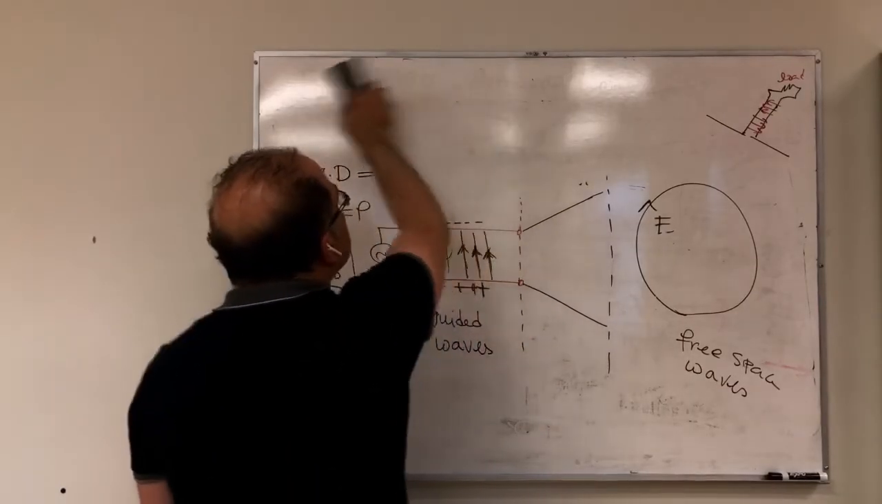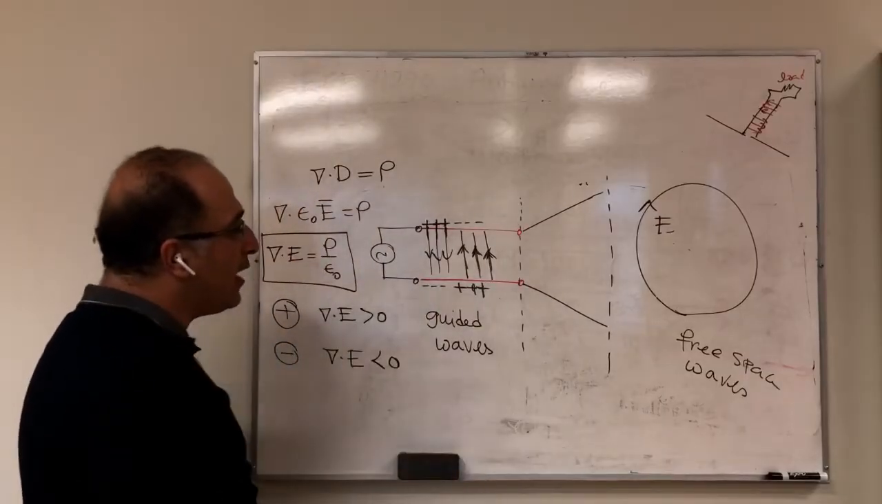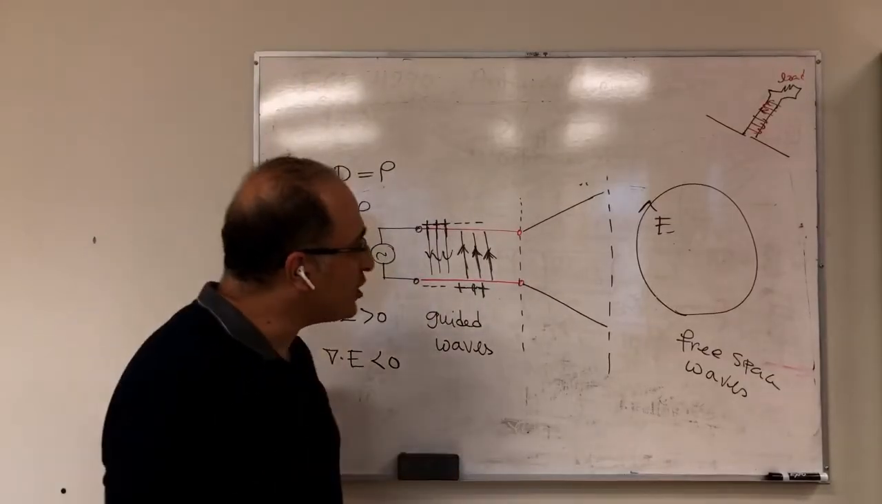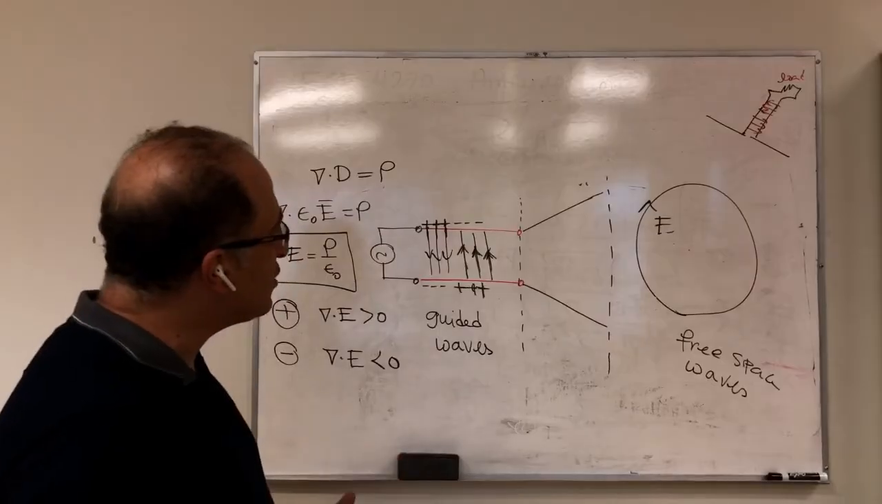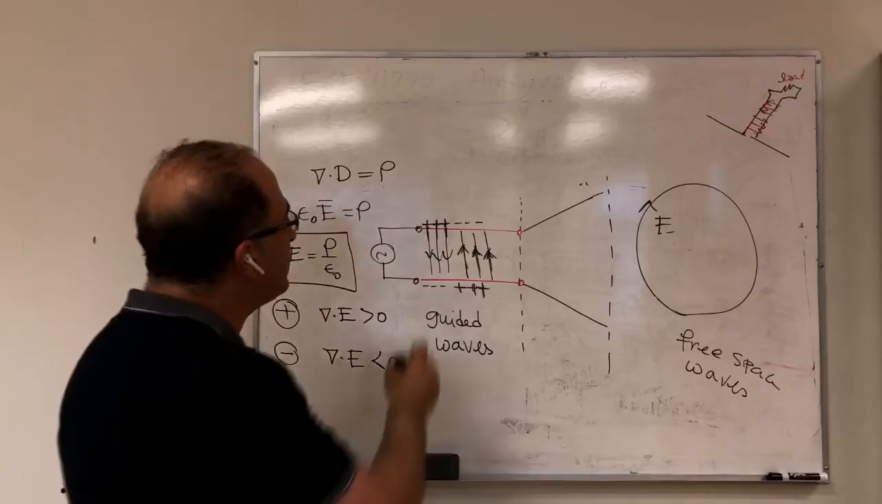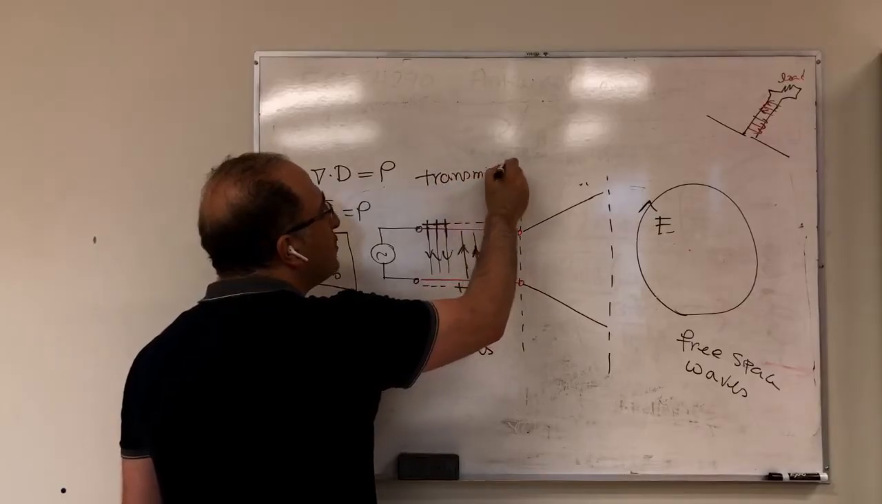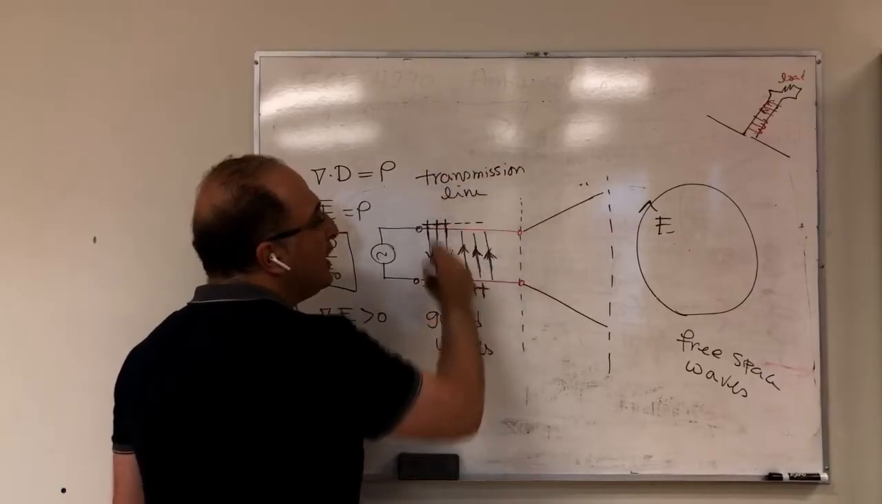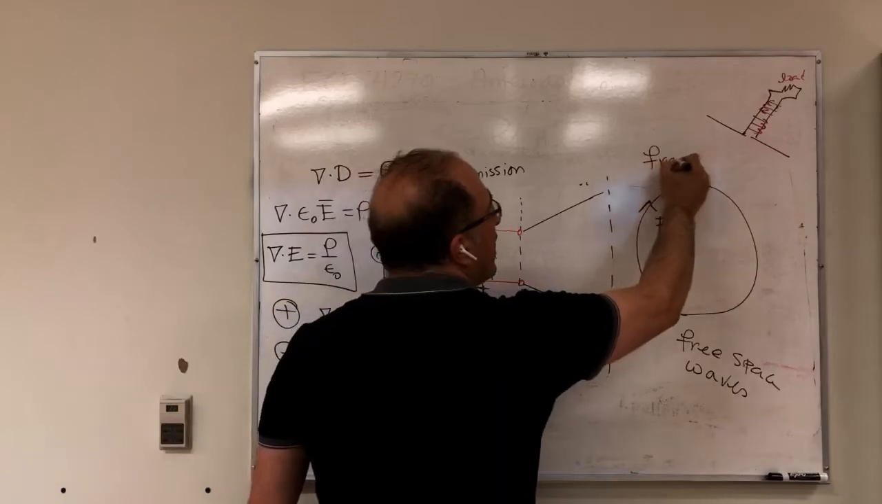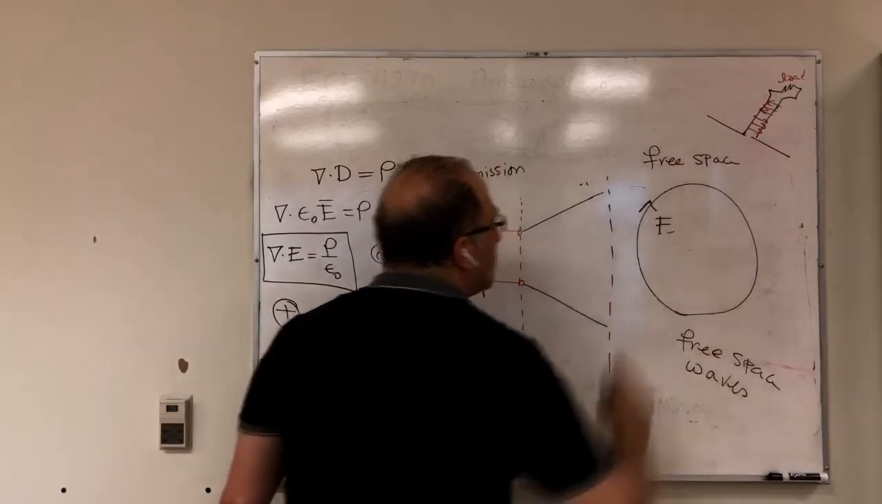Now this was our antenna. Now, when it comes to this structure, you see that I have a structure that on one side of it, I have my transmission line, and on the other side of it, I have my free space.